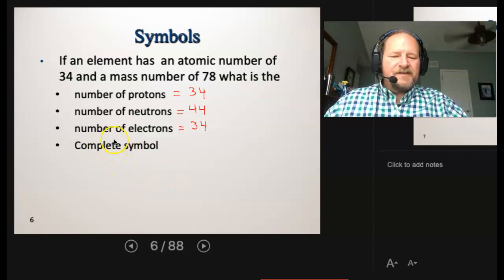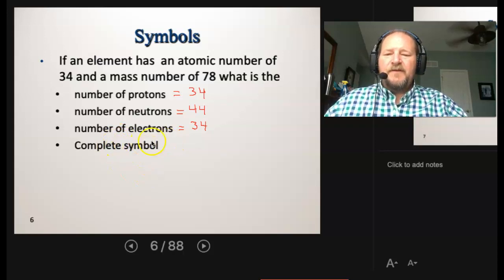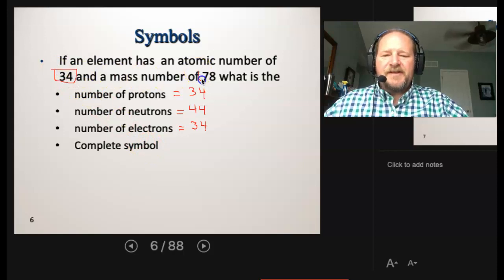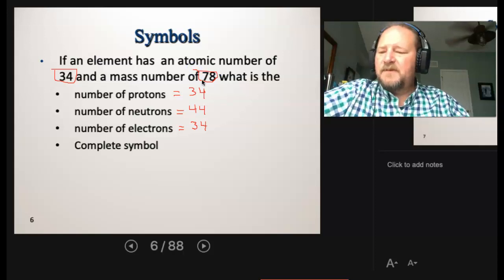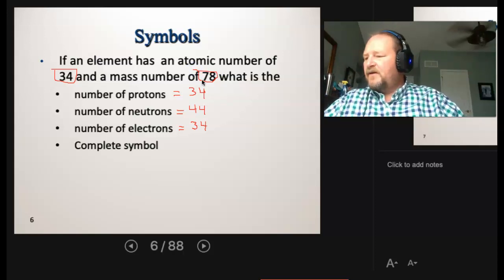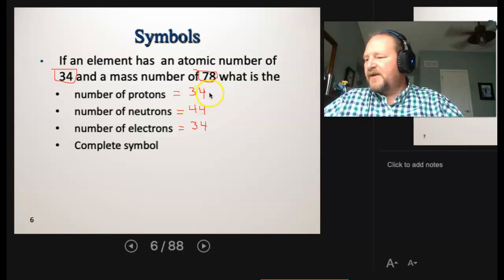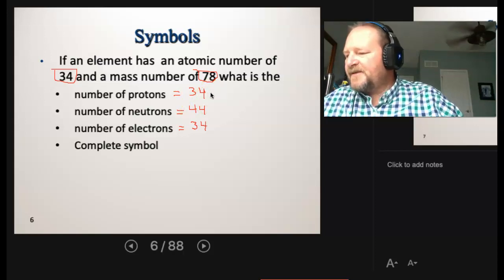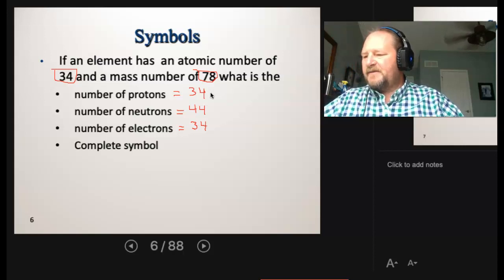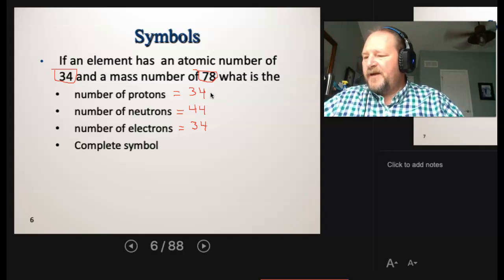To find out the complete symbol, what you're going to want to do is go to your periodic table and find the symbol for the number. Now, which number do I use? Do I use 34 or do I use 78? So let's grab a periodic table. If I look at number 34, I get selenium, Se. If I use the number 78, well, let's see, 78 as a mass number. I don't even see a 78 as a mass number. I have 78.96, which is also selenium, and I have a 74.92.